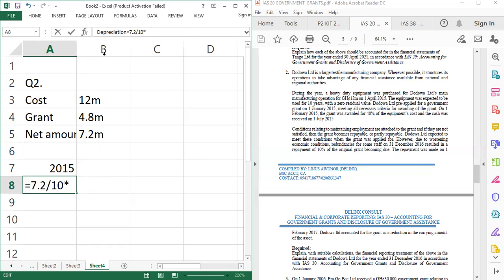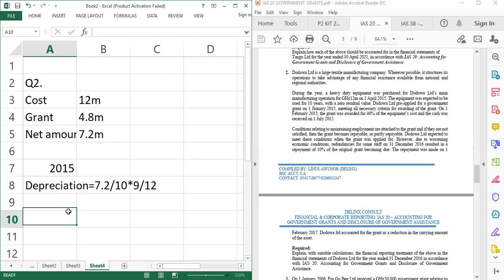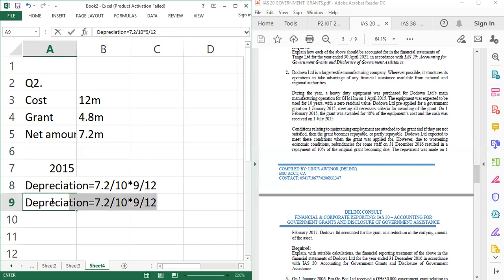Times what? 0.9 over 12. Okay, 9 over 12. What will be the depreciation for the first year? So how are you getting 10 years? 0.54. You said how am I getting what? It's okay. You're using 9 years.